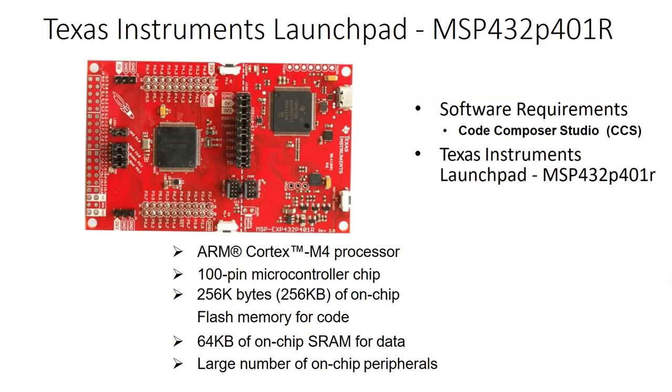As part of the MSP432, the processor is an ARM Cortex M4. It has 256 kilobytes of on-chip flash memory for code and 64 kilobytes of on-chip SRAM for data. And then we'll talk some more about the on-chip peripherals that it has. For software, we're going to be designing using the C programming language, and the IDE, or the interface that we'll be using to develop our code, is the Code Composer Studio, CCS.